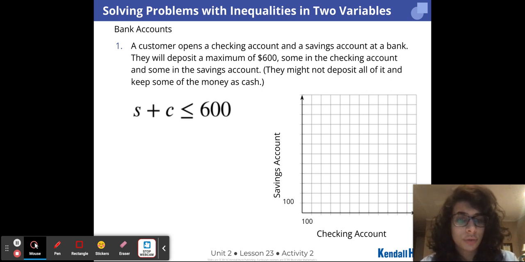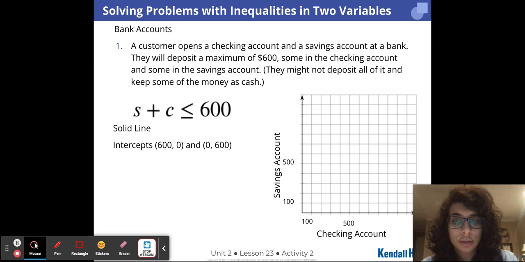The second step is to figure out your scale. I'm going to go by 100s here just because we are going up to 600. I thought that was probably the easiest way to label it. And so that would be 100, that would be 500. We know that is less than or equal to, so I'm talking about a solid line here. I know my intercepts are at (600, 0) and (0, 600). And so remember, if this is something you're struggling with, I suggest you go back and watch the lesson 21 and 22 videos. So that means 600 would be here. So I'm going to create a solid line because we're talking about less than or equal to in that case.